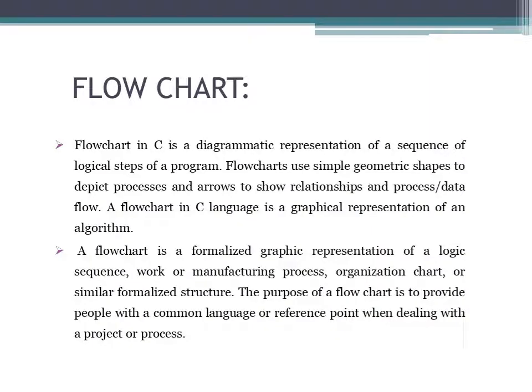Next, let us know what is meant by a flowchart. A flowchart in C is a diagrammatic representation of a sequence of logical steps of a program. Flowcharts use simple geometric shapes to depict processes and arrows to show relationships and process or data flow. As we learnt the algorithm before, a flowchart is the graphical representation of the program which we are doing.